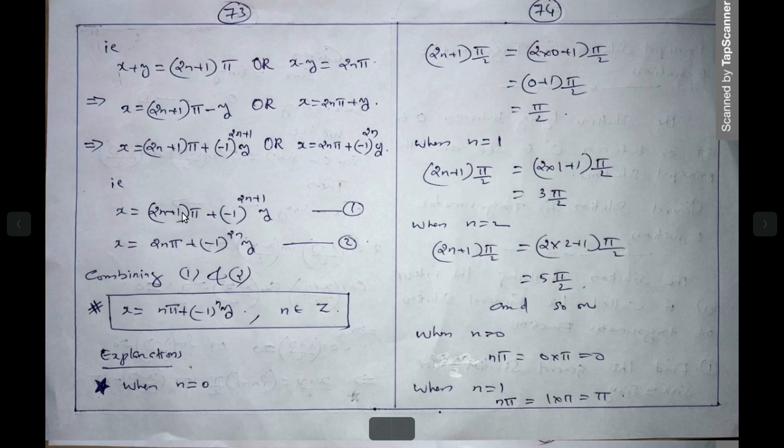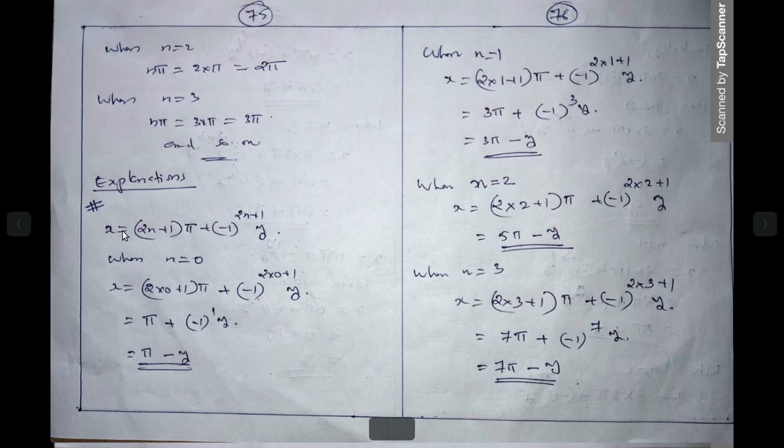x is equal to 2n plus 1 pi plus minus 1 whole raised to 2n plus 1 into y. When n is equal to 0, 2 into 0, 0 plus 1, that is 1 pi, 1 pi plus minus 1 whole raised to 2 into 0, 0 plus 1, 1, minus 1 whole raised to 1 y. Minus 1 whole raised to 1 means negative y, so we got pi minus y. When n is equal to 0, we got pi minus y. Similarly, when n is equal to 1, we got 3 pi minus y. Similarly, 5 pi minus y, 7 pi minus y.